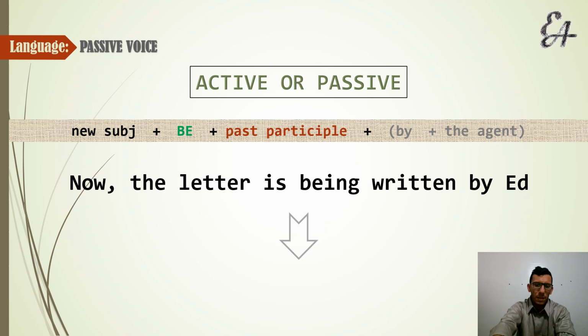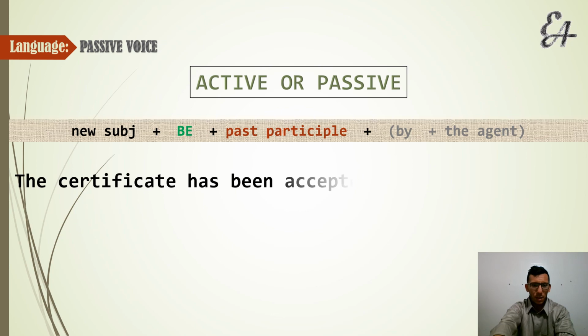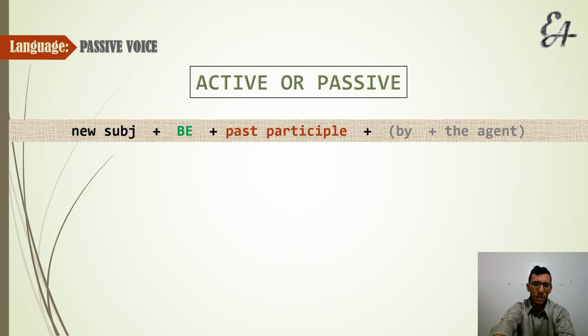You see this one? This certificate has been accepted with pride by Ruth. The certificate has been accepted: verb to be, been, plus a past participle. Very good. This is passive voice. You're doing well. Maybe the last one.